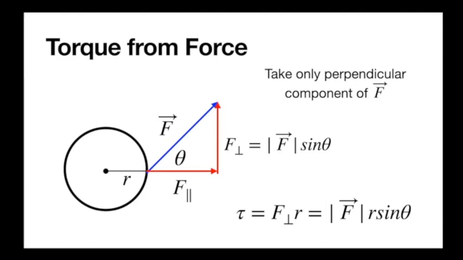So when I'm calculating the torque from this F vector, it's not just F times r. It's the perpendicular component of F times r, which in this case we get from sine. So based on this triangle here, F perpendicular is opposite the angle we're given. And so F perpendicular is the magnitude of F times sine theta. And so the torque we get here is F r sine theta.